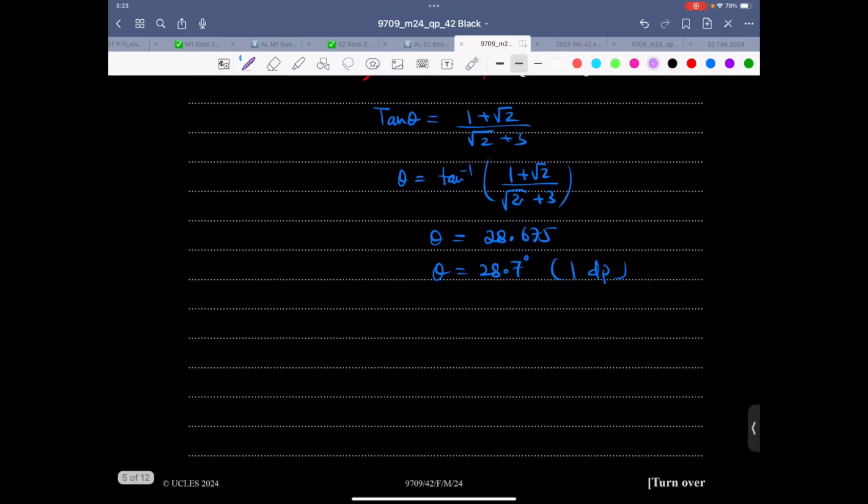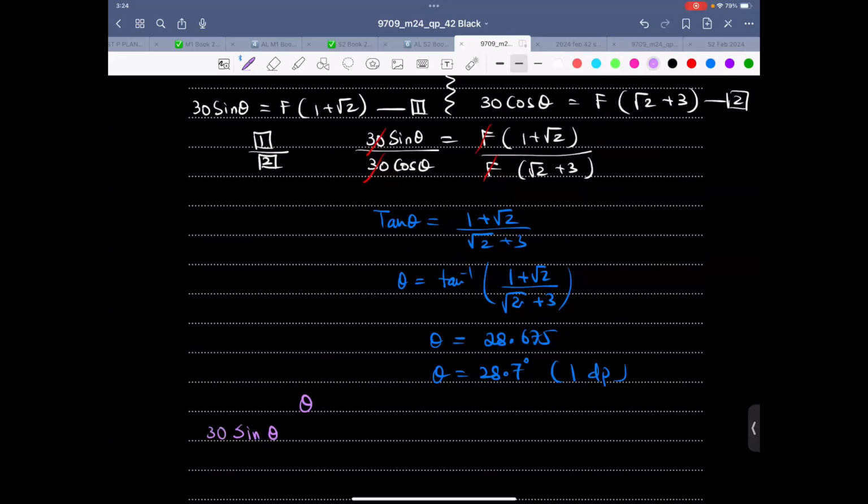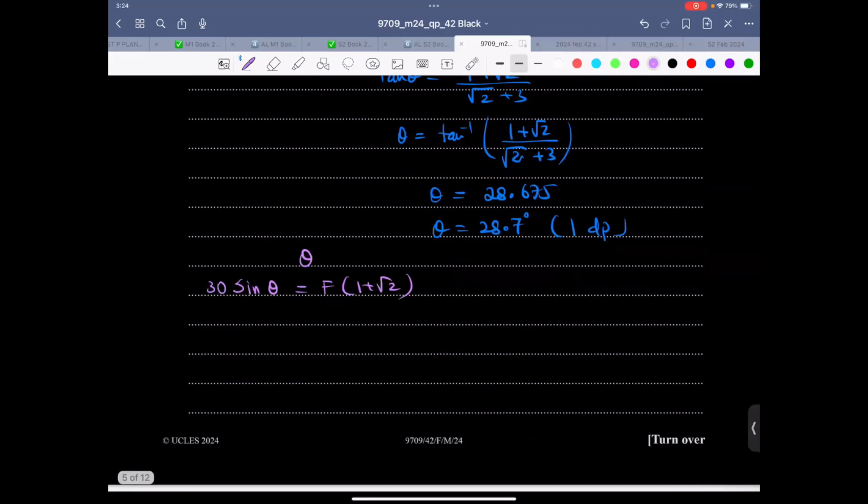Similarly, if I plug theta in any one of the equations, for example the first equation, 30 sine theta equals F (1 + root 2). So therefore, I'll write 30 sine of 28.675 divided by (1 + root 2) equals F. So therefore, F comes out to be 5.9627, which can be written as 5.96 correct to 3 significant figures.